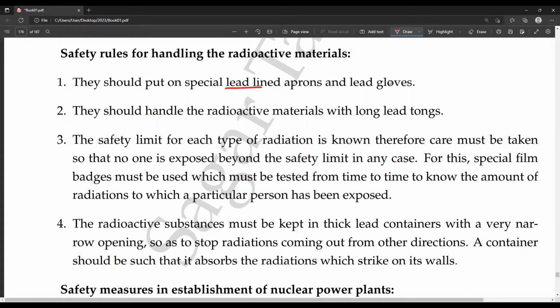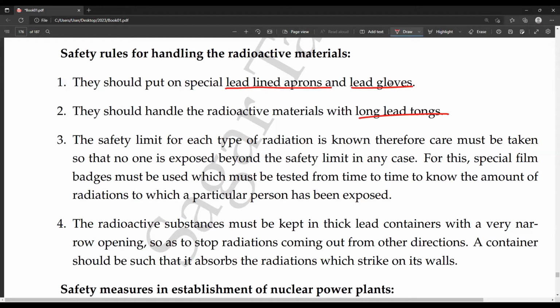Like they have to wear lead-lined aprons, lead gloves. Okay, when they are handling the radioactive substance, they have to use long lead tongs and not hold it in their hand. Okay, then the safety limit for radiation should be known. Okay, so when these scientists or workers are working, on their uniform there is a special badge.